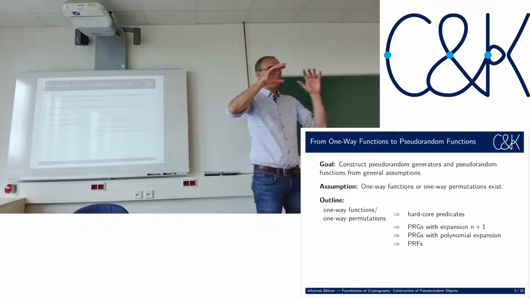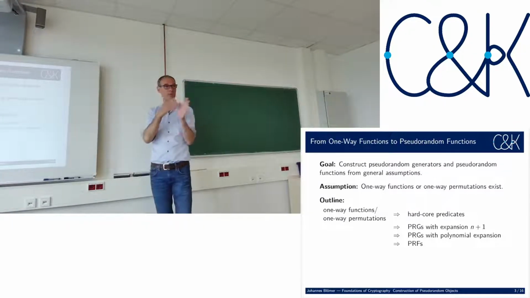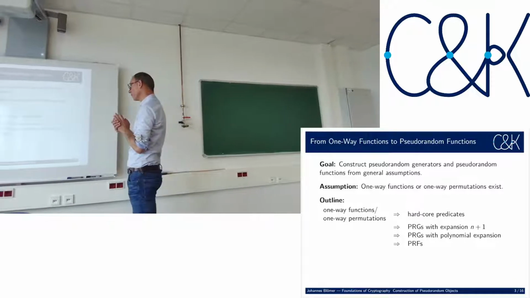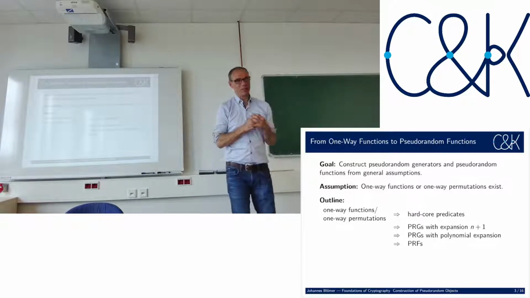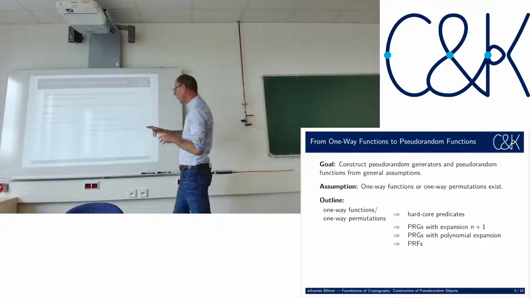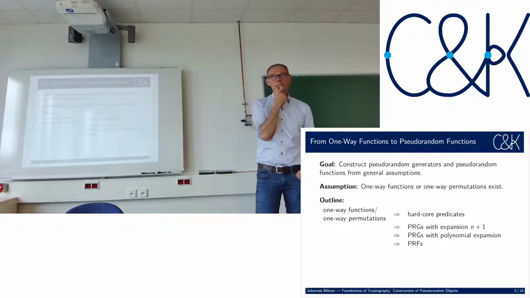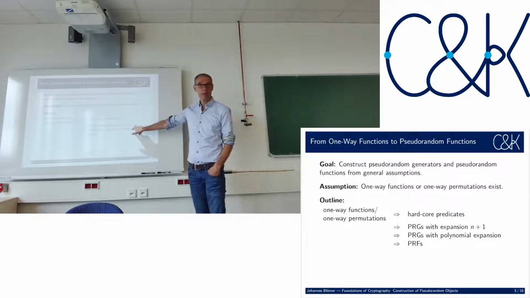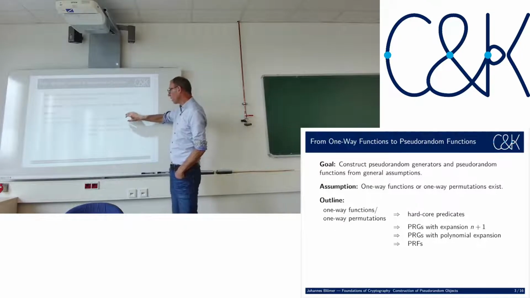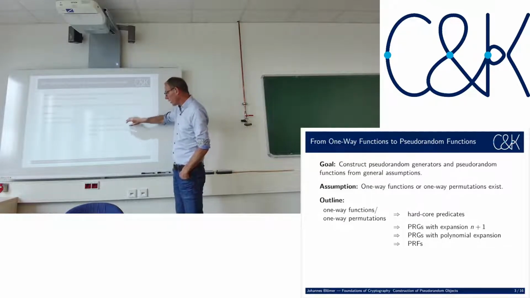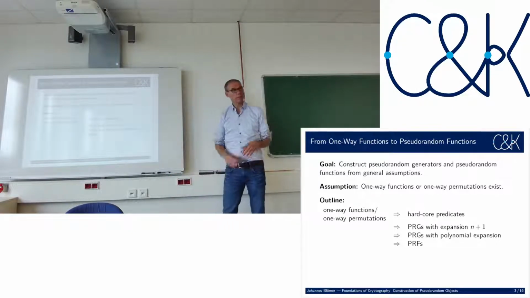So we can expand our truly random bit string by 1 bit, that is then indistinguishable from a truly random bit string of length n plus 1. That obviously is not good enough for our constructions of symmetric encryption schemes, but what we can show is that once we have PRGs with expansion n plus 1, we almost immediately get PRGs with arbitrary polynomial expansion. So once we have one-way functions and hardcore predicates, we get PRGs with expansion n plus 1, and then we get PRGs with polynomial expansion.